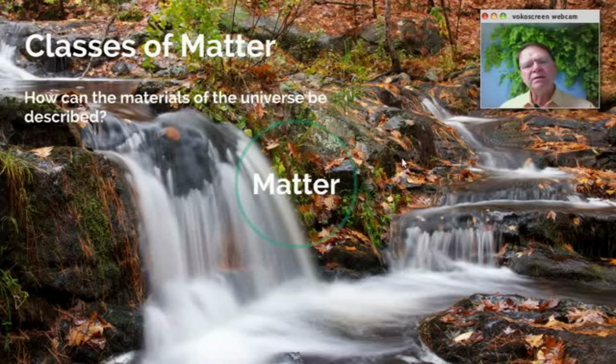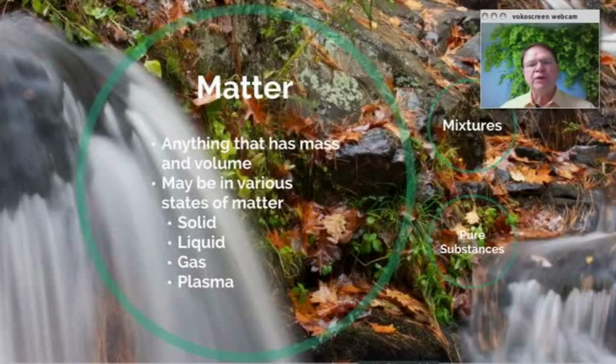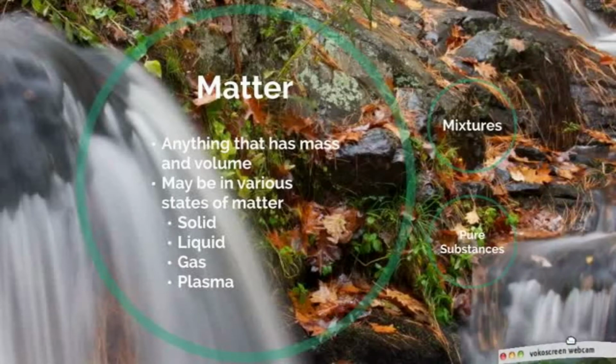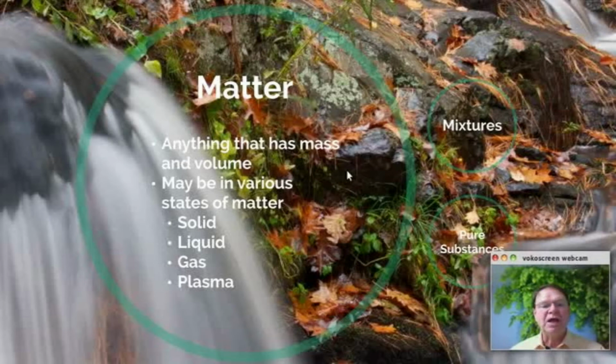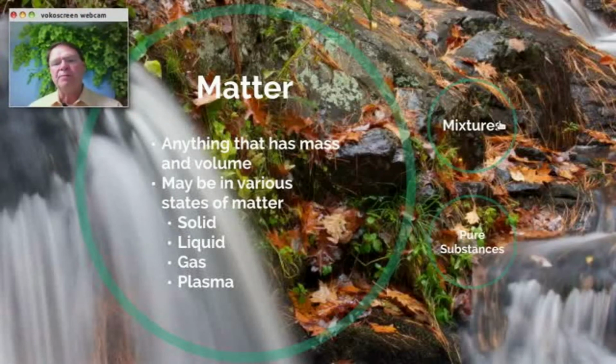So we want to get a handle on what are the different kinds of materials that we find in the world. And of course, it's going to start off with this concept of matter that you see in the middle of the screen. Well, what is matter? Well, it's anything that has mass and volume. It's going to be in various states of matter, as you can see, things that are solid, that are liquid, that are gas, even plasma, which is what the sun is made of, which is an energized gas that emits light.